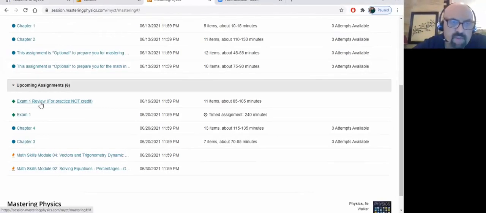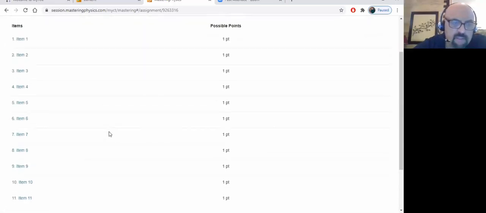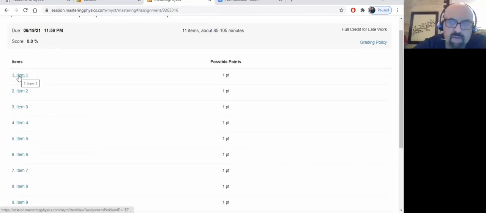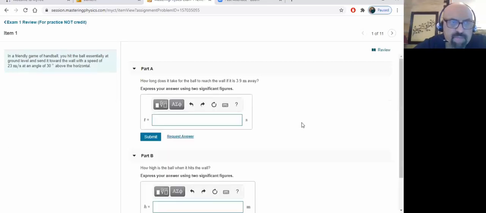Yeah, so this is exam 1 review. Click on it. And let's look at the items here and what they represent. I'll go quickly over some of those questions with focus on the concepts. Item number 1, in a friendly game of handball, you hit the ball essentially at ground level and send it toward the wall with a speed of 23 meters per second at an angle of 30 degrees horizontal.